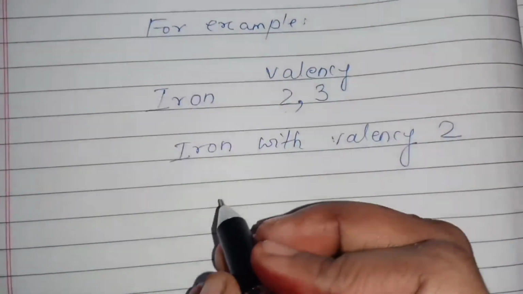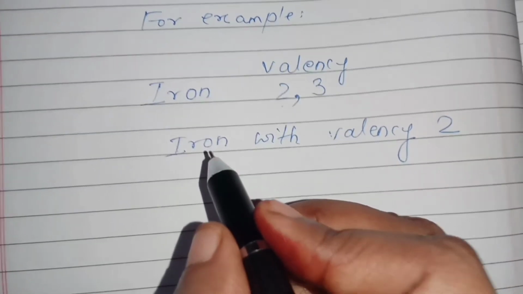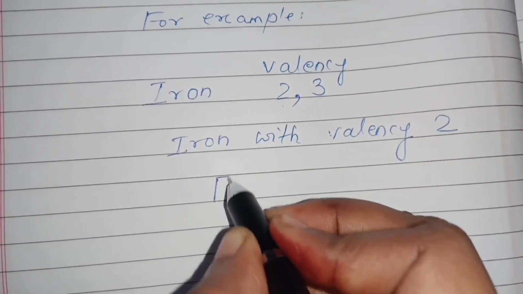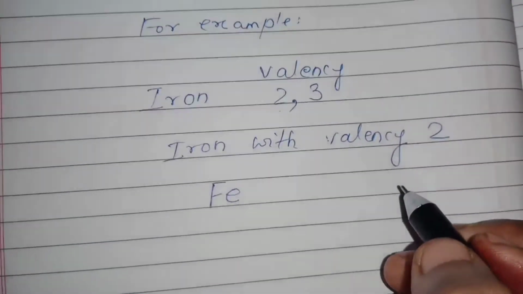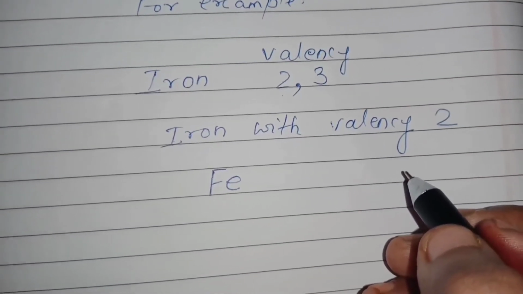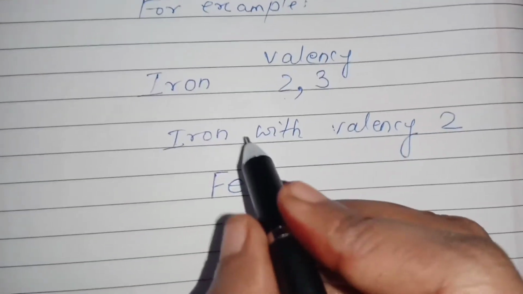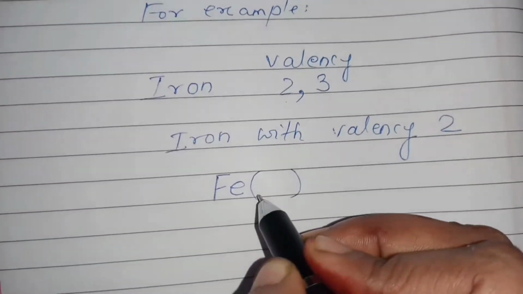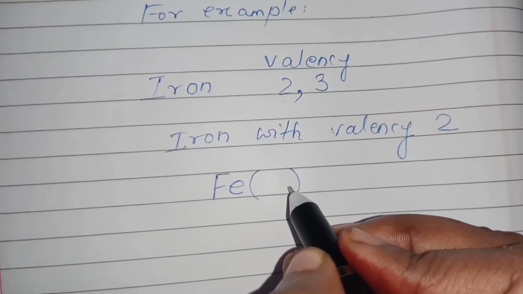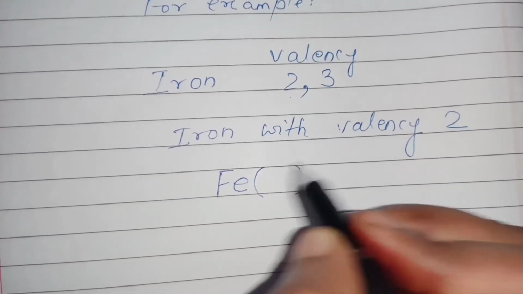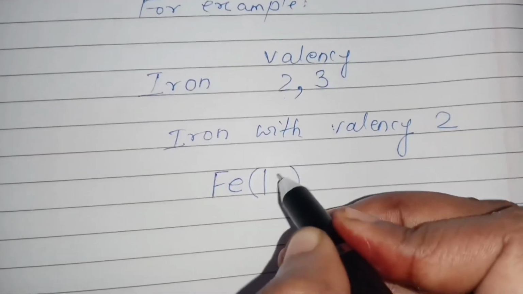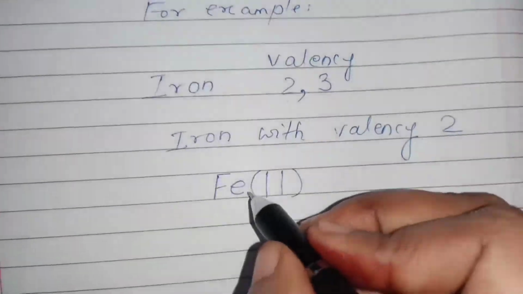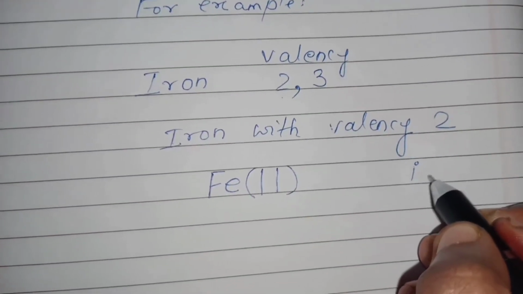First you will write the symbol of that particular element. Here I have taken iron, so I will write the symbol of iron, and the symbol of iron is Fe. And how do we represent it? We will make a bracket, and inside this bracket we will write the capital Roman numeral, and valency 2 means we will write 2. Capital means you will write like this, not this way.